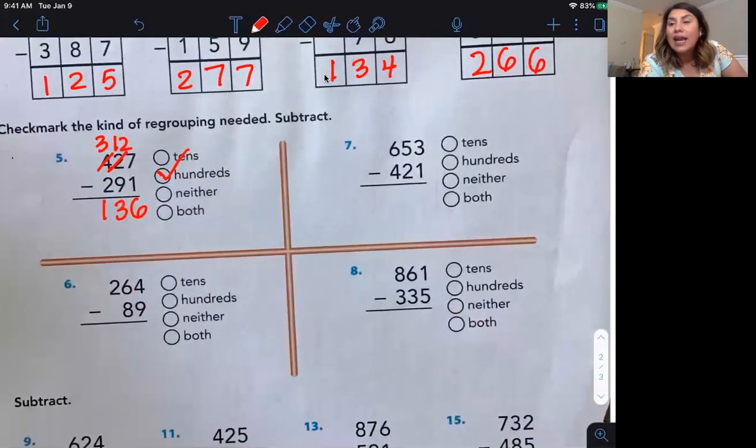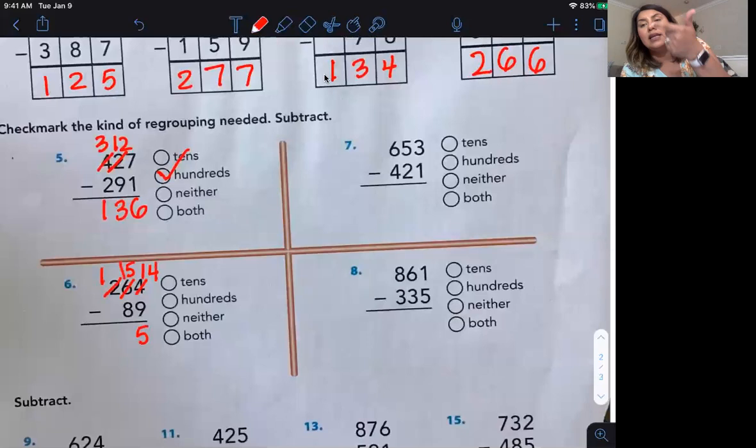4 take away 9. Can I do it? Nope. Let's borrow from the tens. 6 becomes 5. 4 becomes 14. 9, 10, 11, 12, 13, 14. The answer is 5. 5 take away 8. Can I do it? Nope. So let's borrow from the hundreds. 2 becomes 1. 5 becomes 15. 15 take away 8. 8, 9, 10, 11, 12, 13, 14, 15. That's 7. And you drop the 1. Guess what? We had to borrow from both the tens and the hundreds. Let's do the next one.